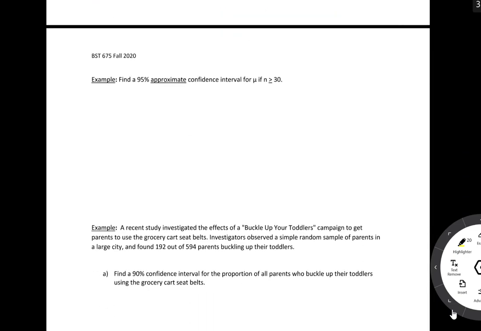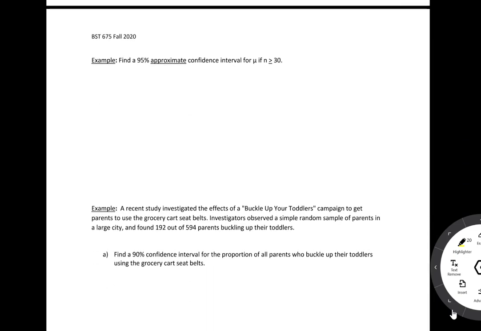All right, so here's just a couple facts about confidence intervals. So let's look at an example and use this to find a 95% approximate confidence interval for mu if n is greater than or equal to 30. So notice, since n is greater than or equal to 30, we know that the central limit theorem is going to apply. And from the previous page, we know that a 100 times 1 minus alpha percent confidence interval is given by theta hat plus or minus z alpha divided by 2 sigma theta hat.